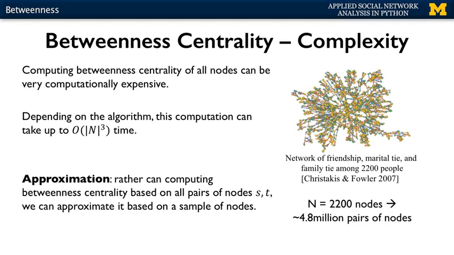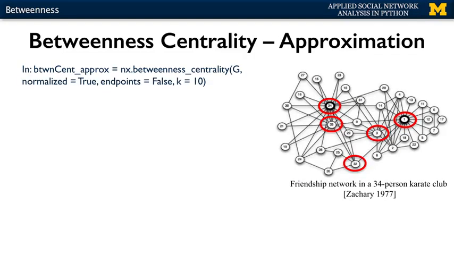So one of the things that you can do is, rather than computing the betweenness centrality based on all the nodes S and T, all the possible nodes S and T in the network, you can approximate it by just looking at a sample of nodes instead of looking at all the nodes. And in NetworkX, you can do this by using the parameter k that says how many nodes you should use to compute the betweenness centrality. And so here I'm computing the betweenness centrality of the nodes in the karate club network using only 10 nodes rather than 34 nodes. And so this gives you an approximation for what the betweenness centrality of the nodes actually is.